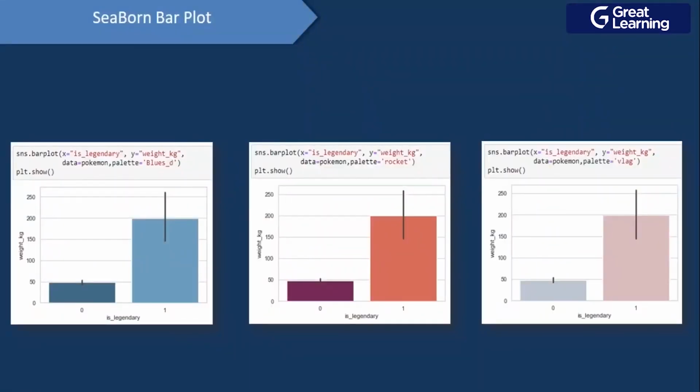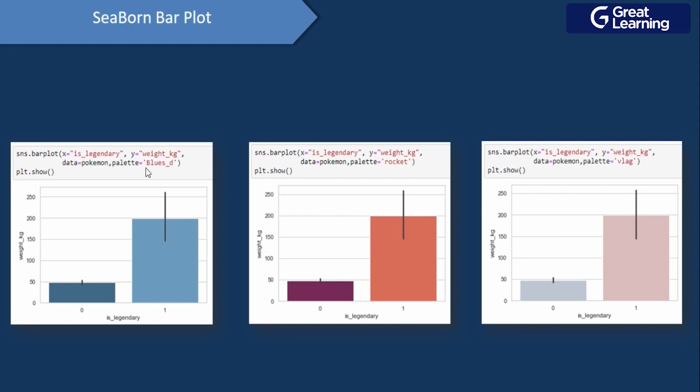Now going ahead, we can also change how the different palettes look for these bars. So we will use the palette attribute. We've got these 3 different palettes over here. Again, the bar plot is between the is legendary column and the weight column. It's just that instead of using a column to map it onto the hue aesthetic, we are using a new aesthetic called palette, and we can directly use different predefined palettes.